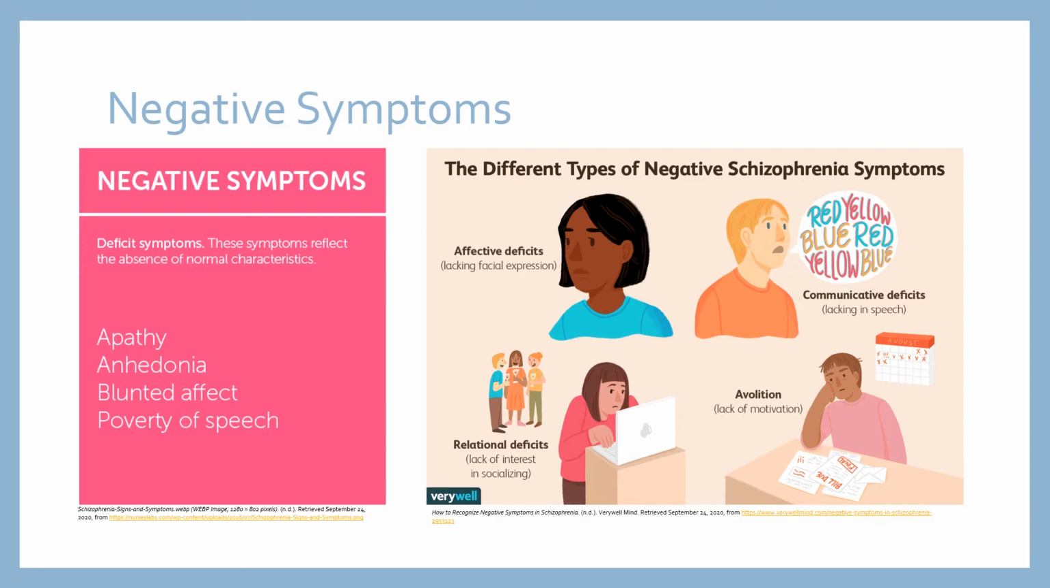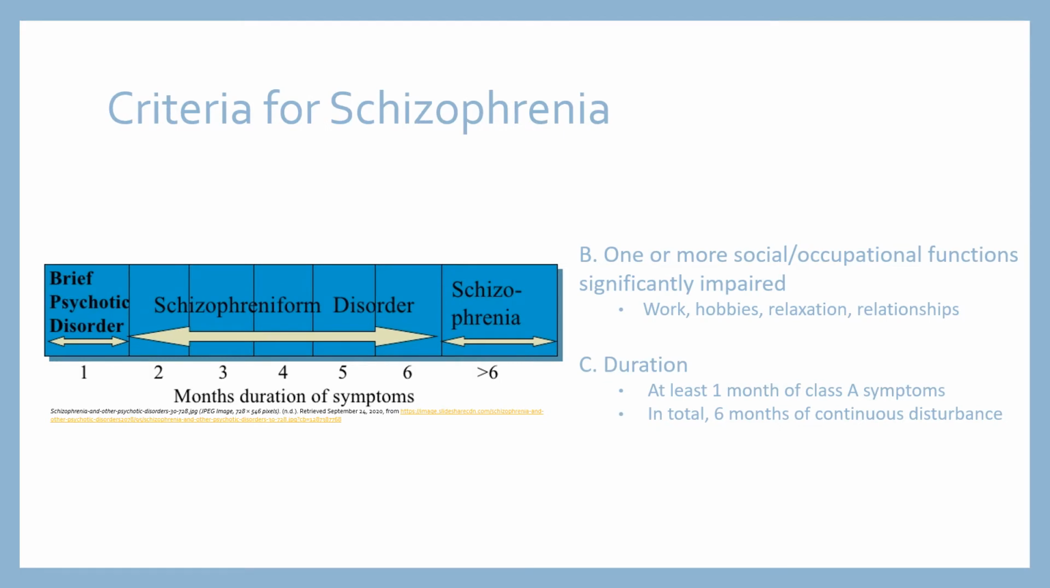And one more thing to add is avolition. This is when the patient has no motivation whatsoever to initiate something, to perhaps improve or enjoy an activity, even their hobbies. So that was criteria A for schizophrenia. There are many other criteria to determine if the patient has schizophrenia.